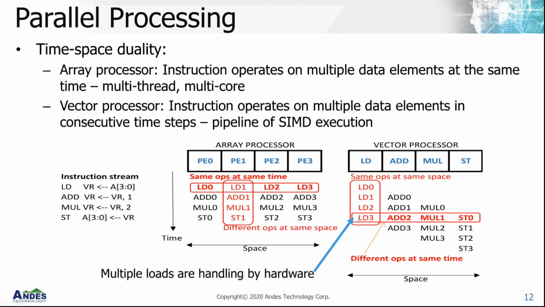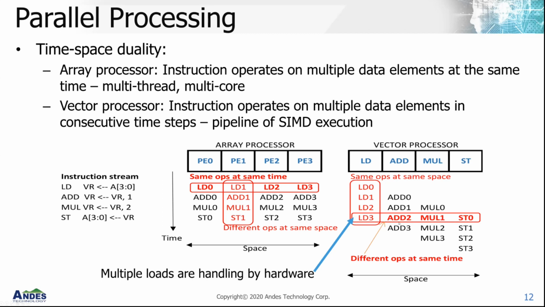But if you look across the time dimension, you have 4 different operations happening at the same time. The distinction here between SIMD and the vector processor is that load 0, load 1, load 2, and load 3 are actually one single instruction that breaks up into 4 operations. So it's not 4 different instructions. It's a single instruction that breaks up into 4, or a single add instruction that breaks up into 4 parts.